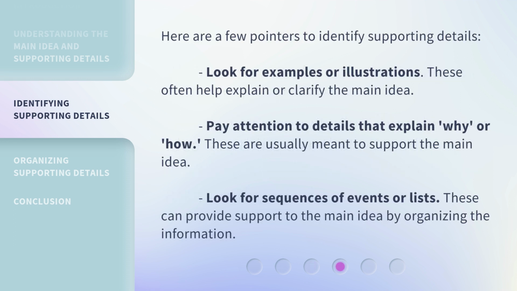Here are a few pointers to identify supporting details. Look for examples or illustrations. These often help explain or clarify the main idea. Pay attention to details that explain why or how. These are usually meant to support the main idea. Look for sequences of events or lists. These can provide support to the main idea by organizing the information.